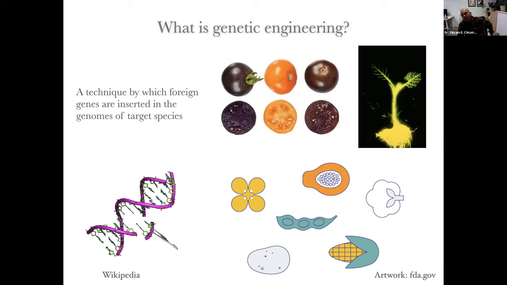One of the first experiments was inserting a firefly gene into a tobacco plant, which is what they're showing here. And that was just for experimental purposes. I mean, nobody wants to see a glowing tobacco plant unless it's Halloween, and not even then. I guess what I'm trying to show here is genetic engineering is one of the methods that has been proposed to work around the problem of forest health and the problem of all of these diseases.